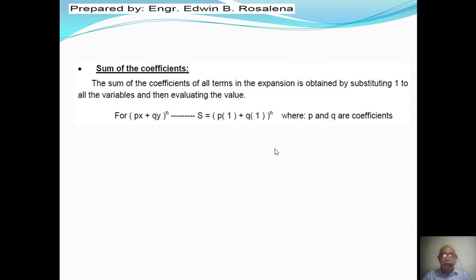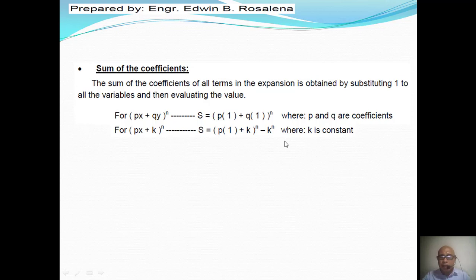Okay, now, how about if we have (px plus k) to the power n, where the second term here is purely constant. So, (px plus k) to the power n. Same pa rin. We substitute 1 to the variable x. Wala ka namang ibang variable dyan, x lang. And then, evaluate. Pero you subtract k to the power n. Tapos, yung result dyan, yun na yung sum of the coefficients of all the terms.